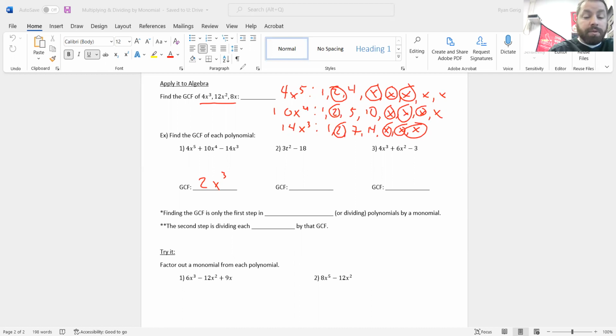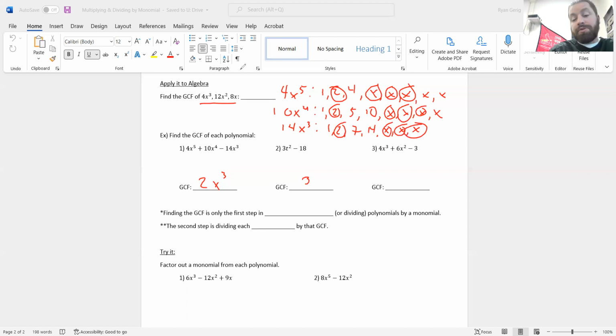Number 2 here, 3t squared minus 18. The GCF of the numbers is 3. The GCF of the letters is actually, there is no GCF. I can't take a t out of 18. 18 has no t's, so I can't put a t in the GCF. The GCF in this one is just a number, 3.